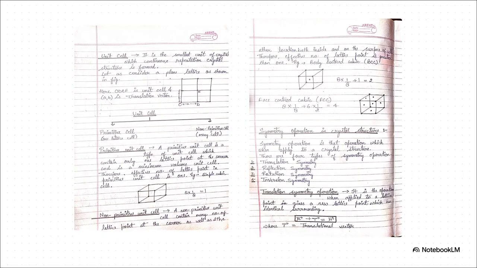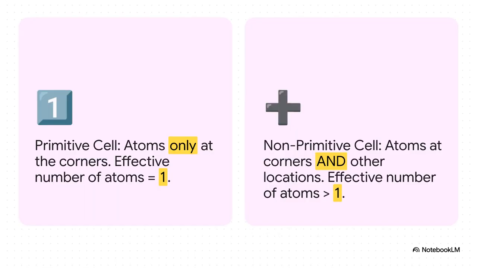But just like with Legos, not all the bricks are the same shape. We have what are called primitive unit cells. These are the simplest ones, with atoms just sitting at the corners. But then you get non-primitive cells. They've still got the corner atoms, but they have extra ones too, like this one here, with an atom plopped right in the middle. And this is where things get really interesting, with this idea of effective atoms per cell.